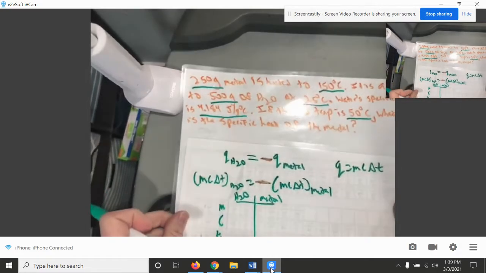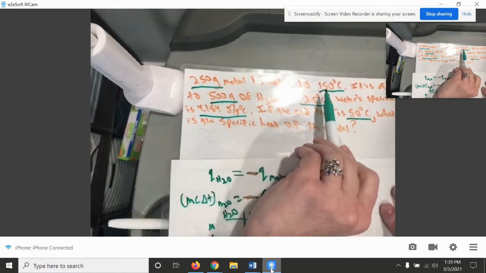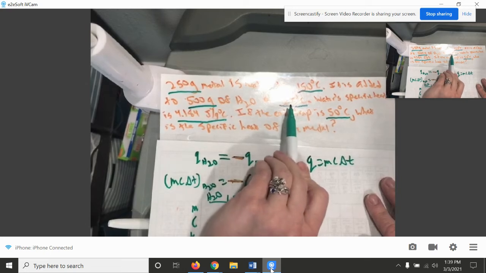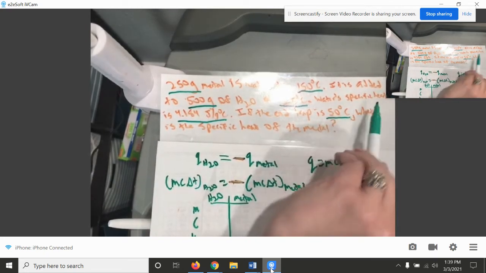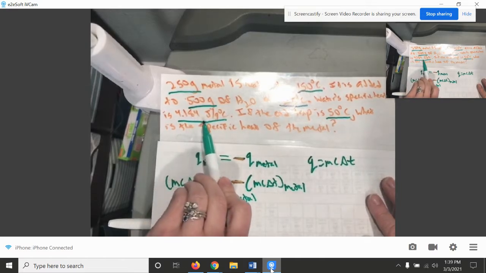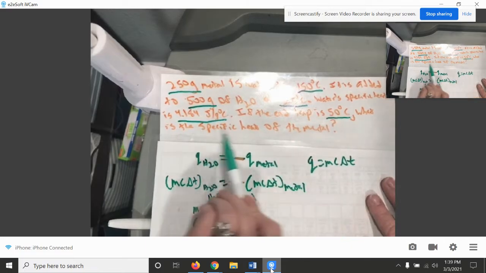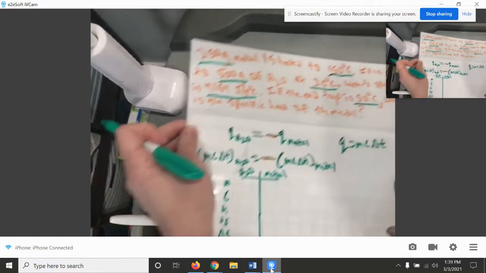So the one I made up is 250 grams of some metal is heated to 150 degrees Celsius. It's added to 500 grams of water at 25 degrees Celsius. So far I'm hearing masses and temperatures. Water's specific heat is 4.184 joules per gram degree Celsius. If the end temperature is 50 degrees, what is the specific heat of the metal? Let's turn this word problem into a non-word problem.